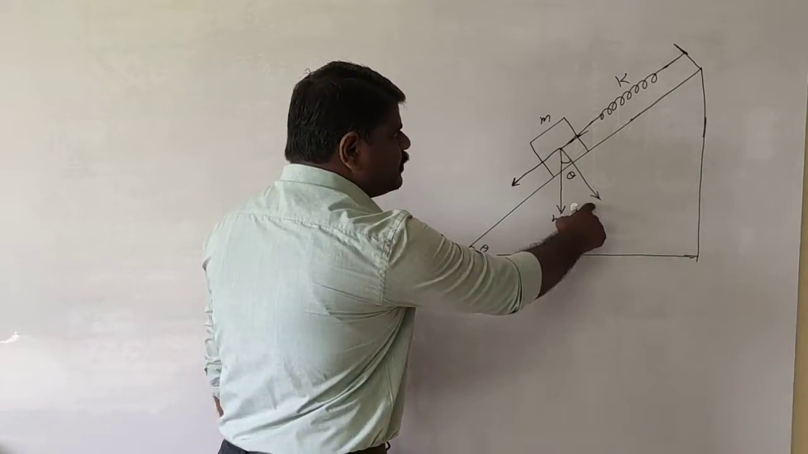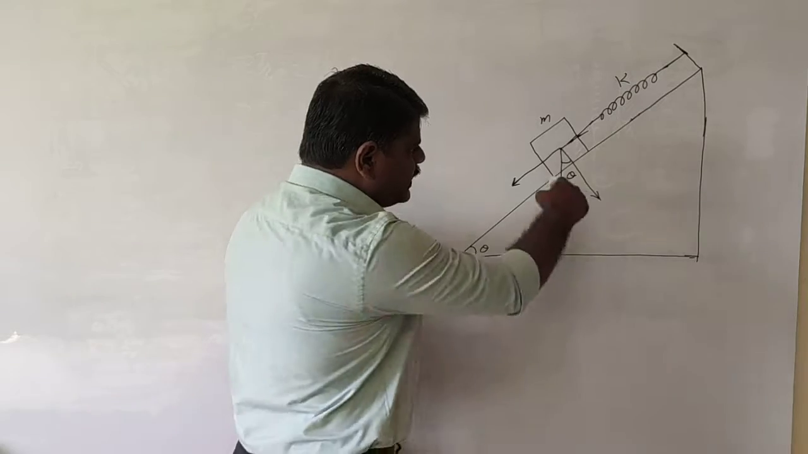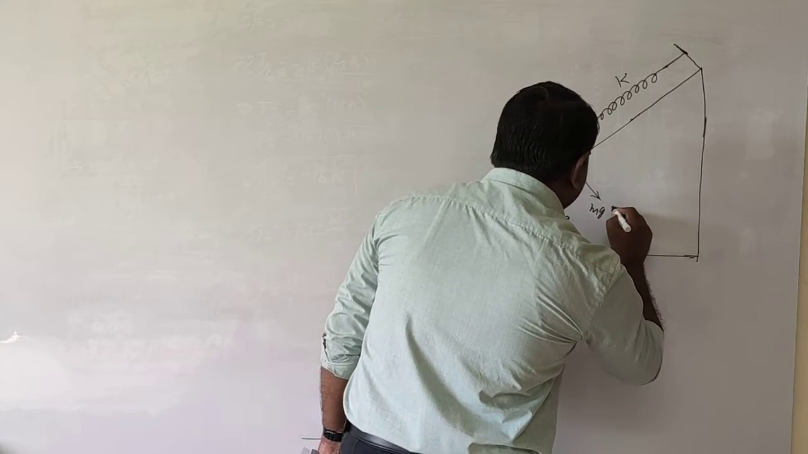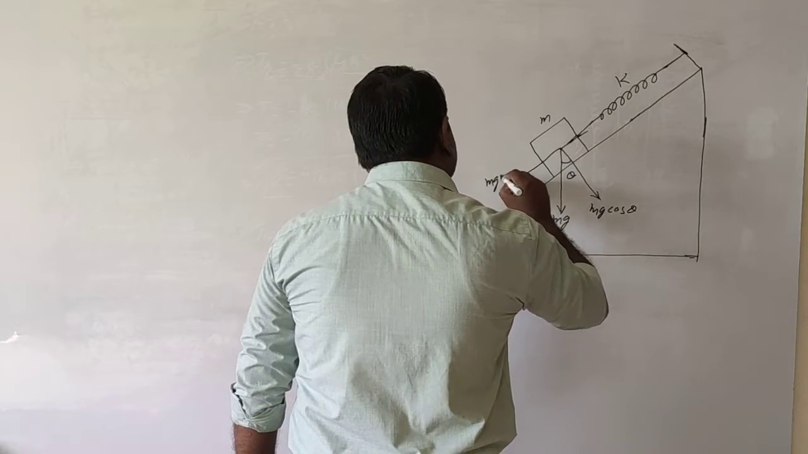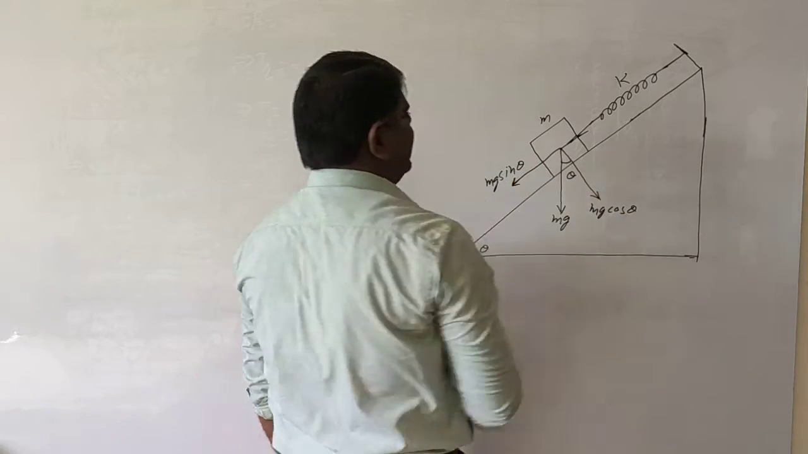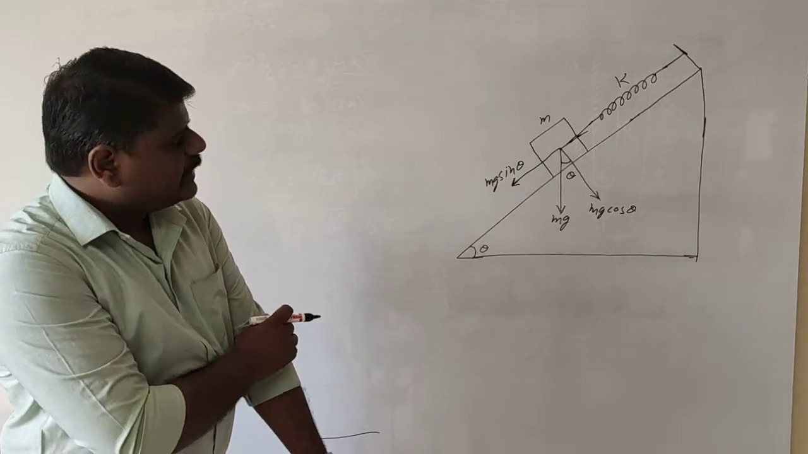Then what will this part become? This part will become mg cos theta, because it is the adjacent. So it is mg cos theta. And this one is mg sin theta. Okay, so these are the forces working here. Now we are going to refer to the diagram very carefully.